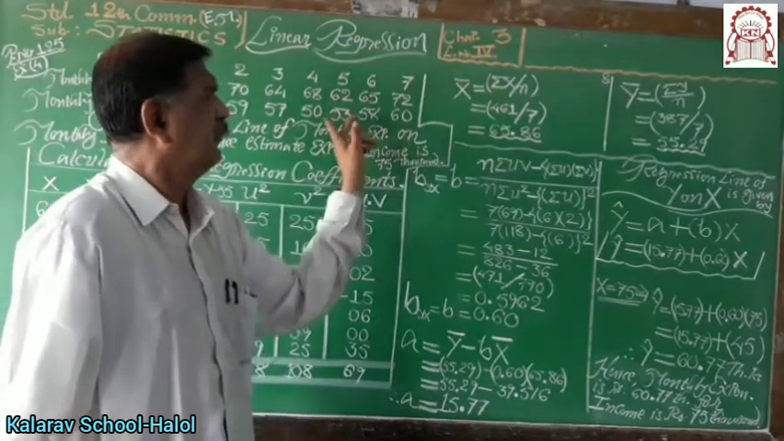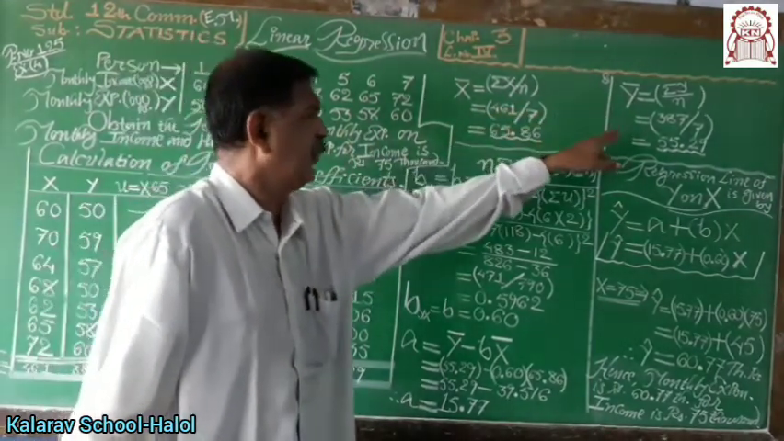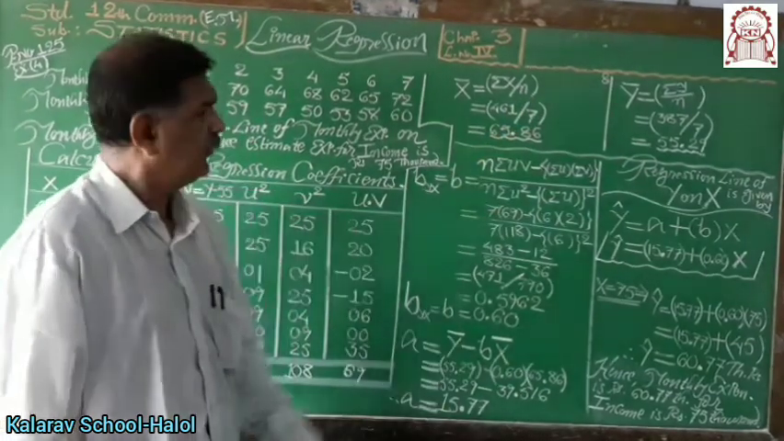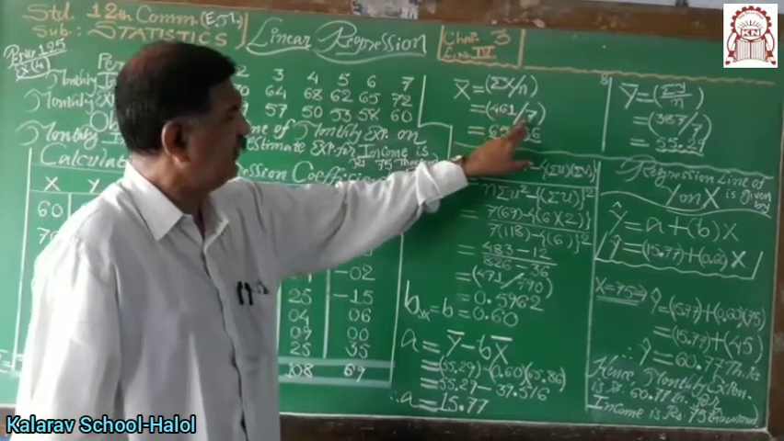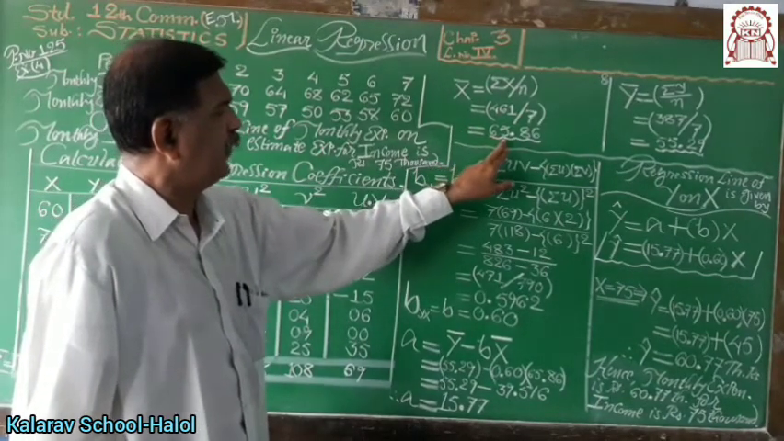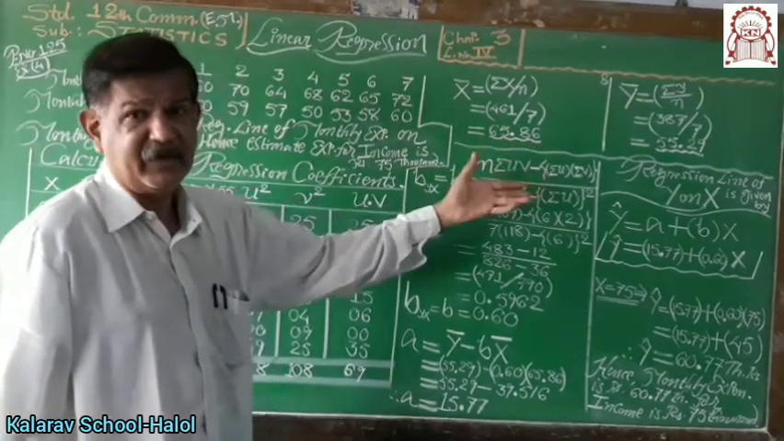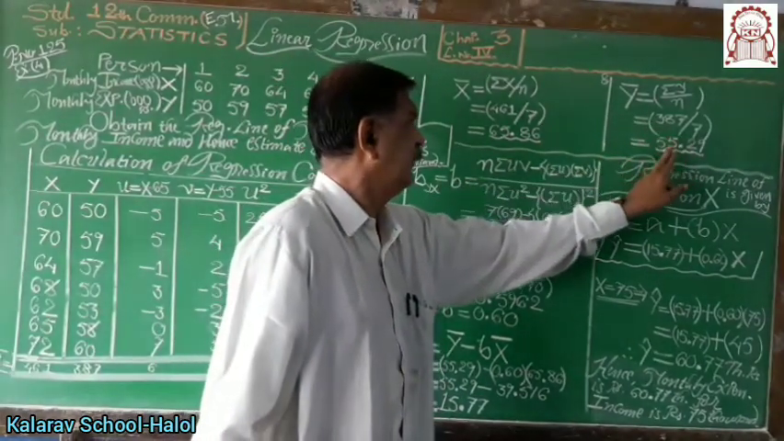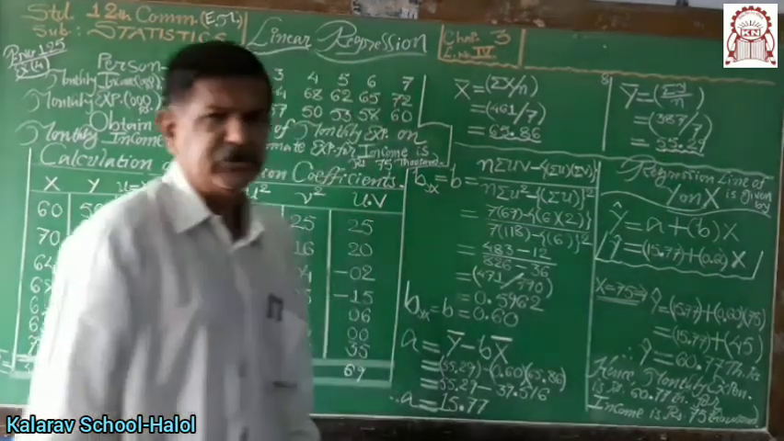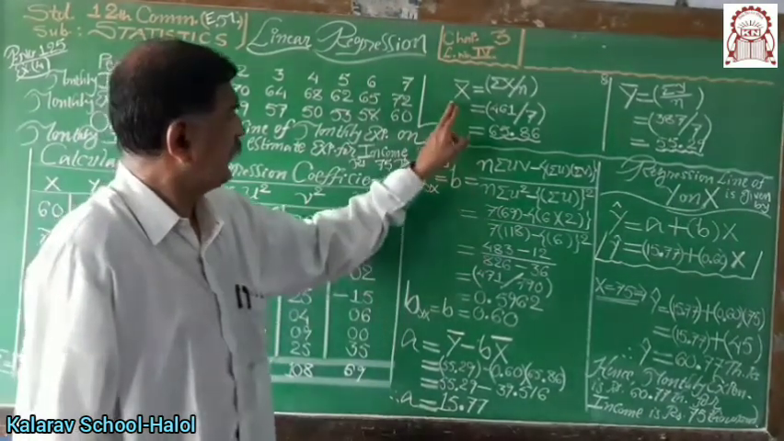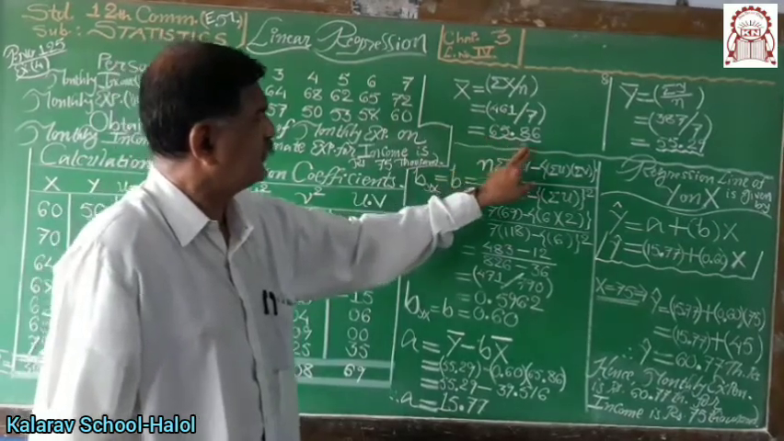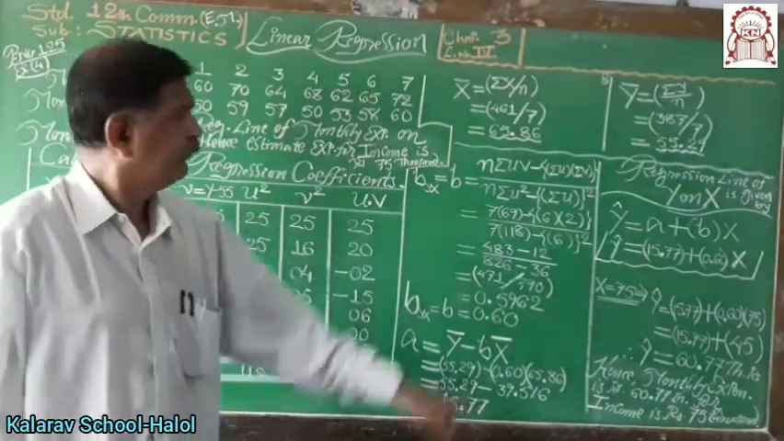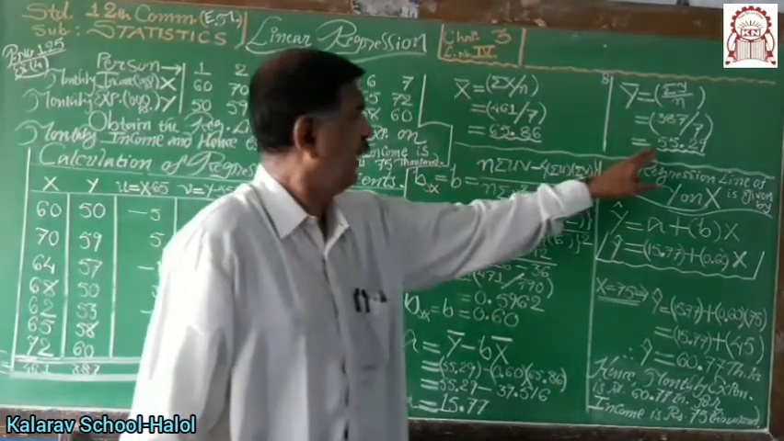X bar is given by sigma x upon n, and y bar is given by sigma y upon n. Sigma x is 461. Sigma y is 387. N means the number of observations, 7 paired observations. So 461 upon 7, x bar is 65.86, a fractional value with decimal point. Y bar is 387 upon 7, which is 55.29. Also fractional. X bar and y bar are respectively 65.86 and 55.29. The nearest integer values are 65 and 55.